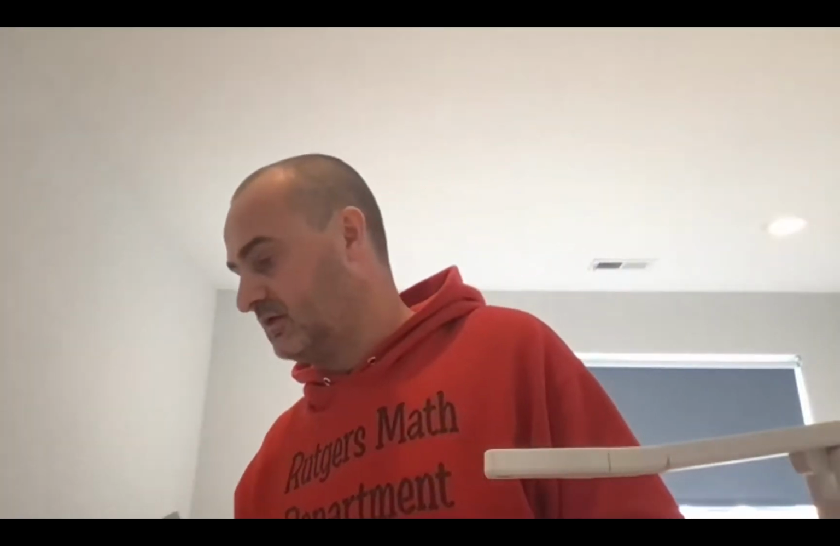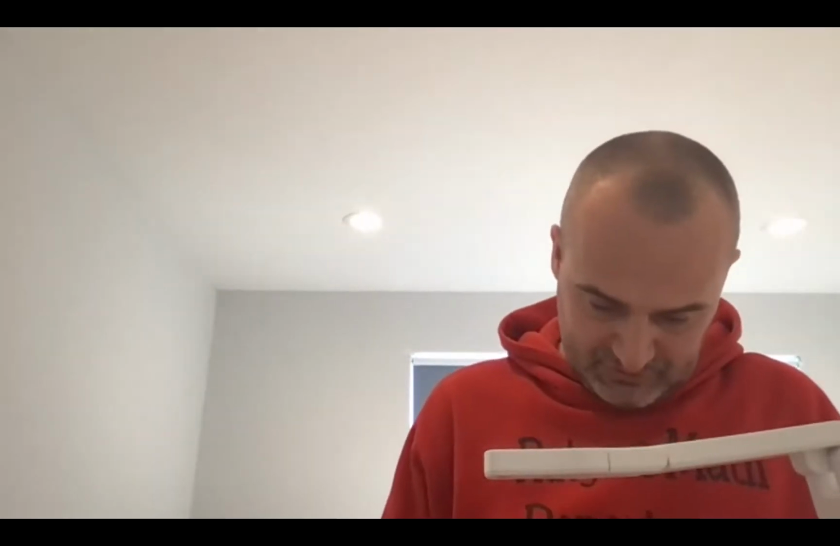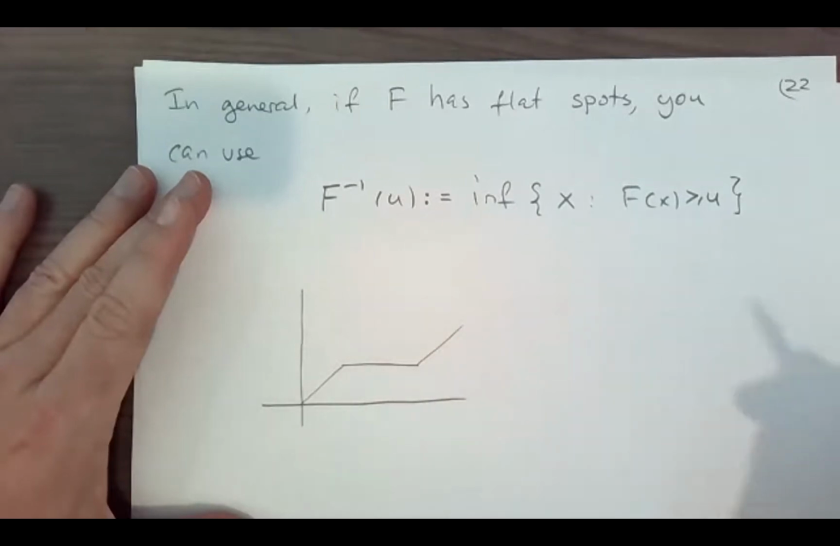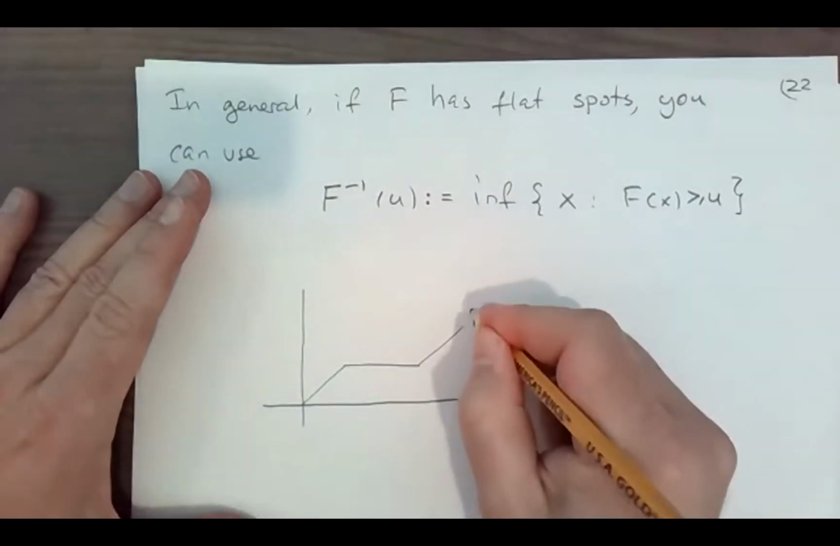Oh, Alice has a question. Alice is asking about the infimum part. The debate is, if I have a distribution function that looks like this. Well, I need to switch over so you can see what I'm writing. Otherwise it won't work. Say this is my F.